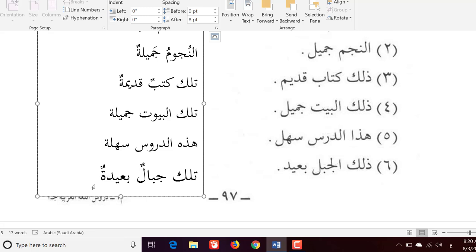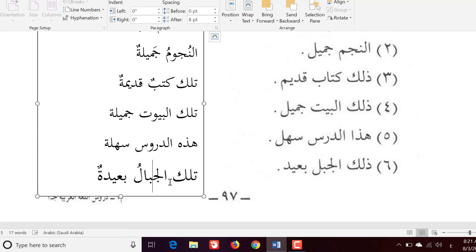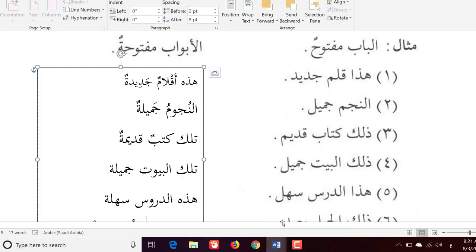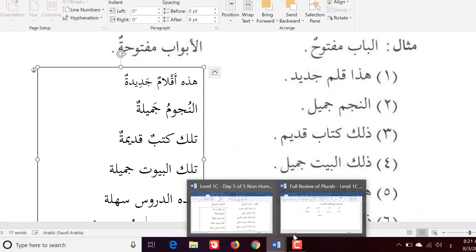But when we have the alif lam, again, it's a very simple issue, but it can really affect your translation and how well you do that. So tilka al-jibalu ba'ida. Those mountains are far away. Okay? We'll go ahead and look at what your assignment is going to be.